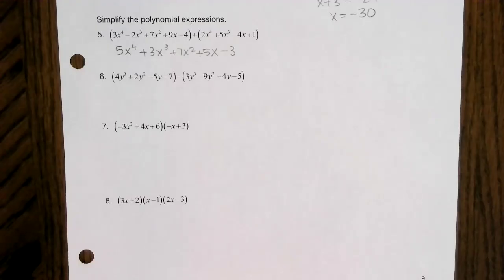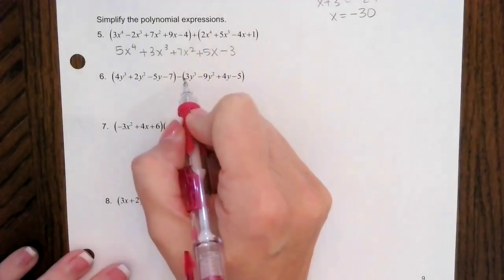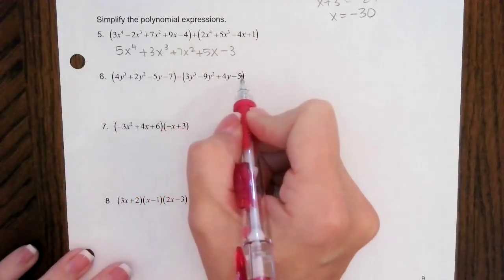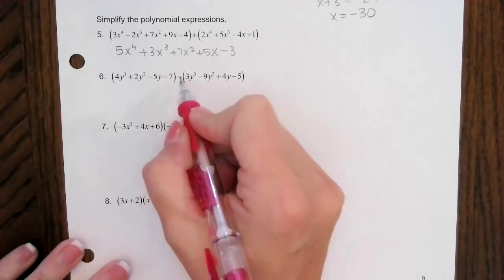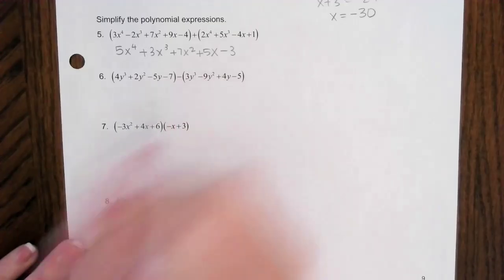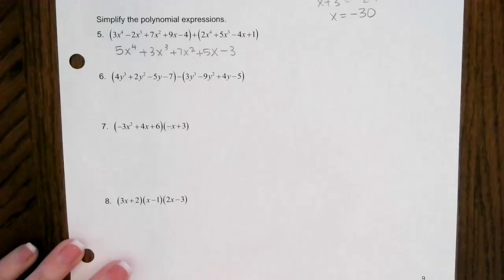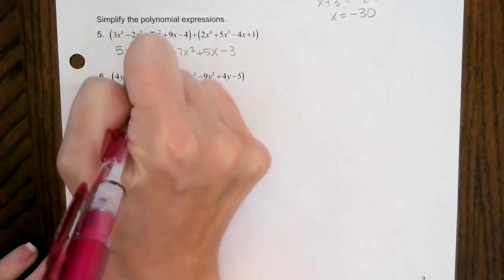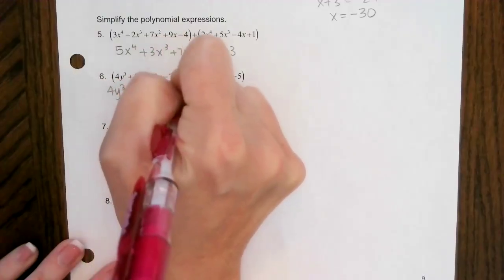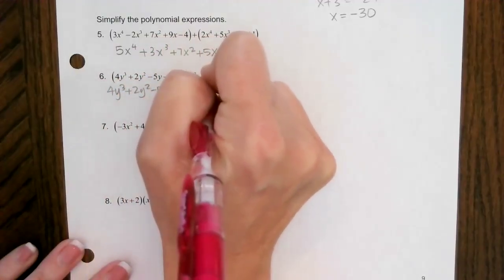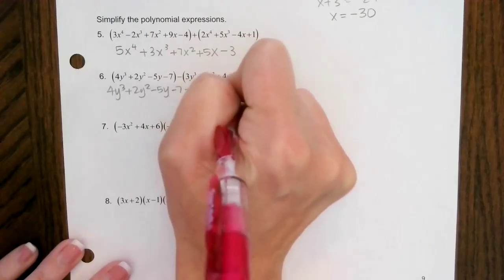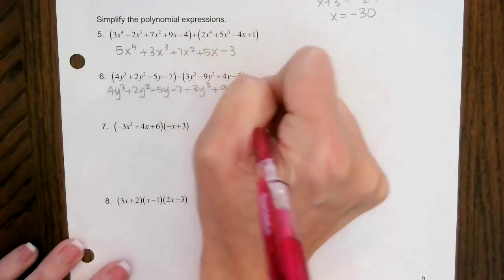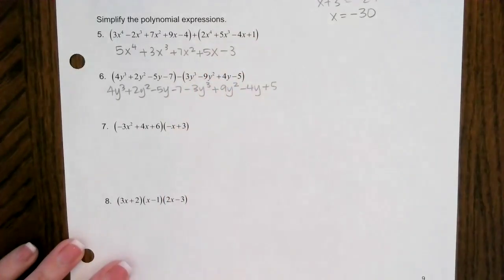The next one is subtracting. The only thing that makes that a little bit harder is that you do have to recognize this minus applies to every single thing in the second parentheses. So I like to start by distributing that negative to everything to really avoid errors. Then we can combine our like terms. So that's what I'm going to do first. I go ahead and I distribute and get negative 3y cubed plus 9y squared minus 4y plus 5. Now we can combine our like terms.